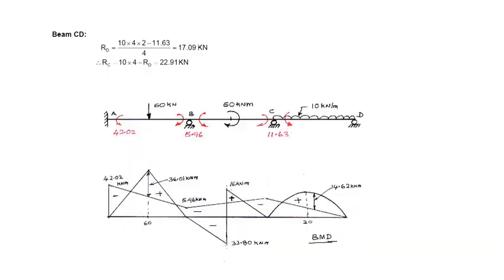So with these values we can plot the BMD and SFD. First the BMD is plotted. For finding the BMD we should know the span moments also. In the first span, a central concentrated load is acting, so WL by 4. In the second span, the external moment itself is acting. And the third span is subjected to UDL, so WL square by 8. Substitute all the values: W is 10, L square is span length squared, divided by 8, and you get the moment 14.62. So if you know the span moments and joint end moments, you can draw the BMD.